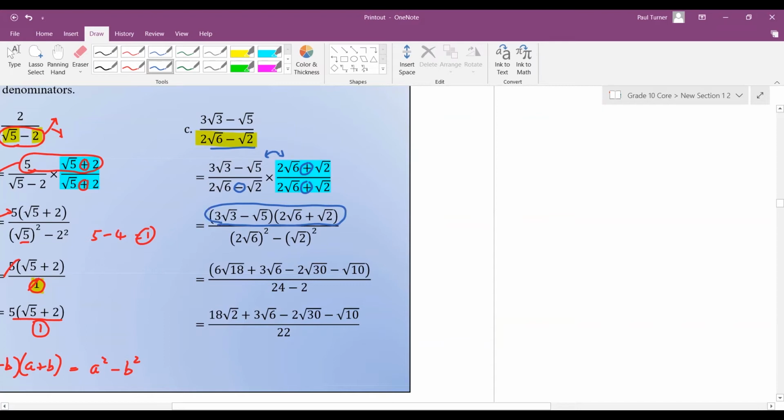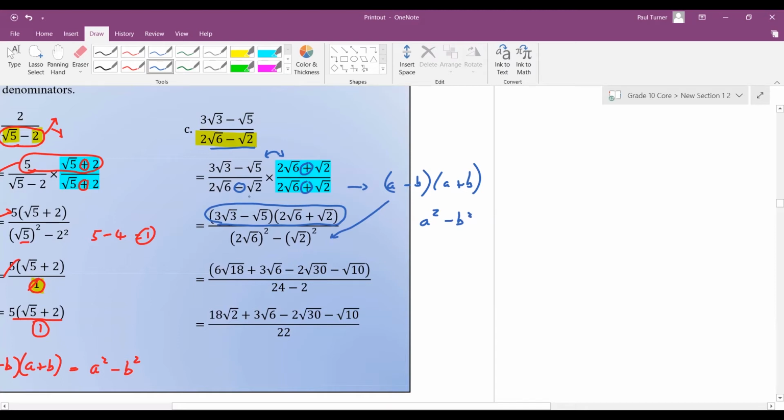And then your denominator becomes a squared minus b squared. So I'm just using that rule again. So a minus b, a plus b, and then I apply that down here to give a squared minus b squared. Remember that from grade 8 and grade 9.